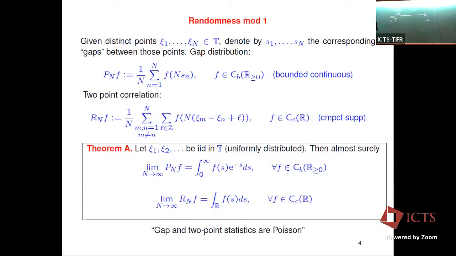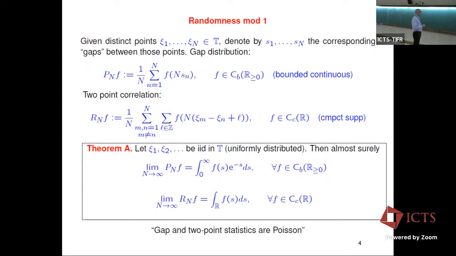An easier statistic to handle analytically, precisely because you don't need to order things, is the pair correlation function. That's a second order statistic. And here you simply take the differences between all the points that correspond to non-identical elements. So I'm excluding m equal n here because it would just give trivially 0. And this sum over L here, over integers, is just ensuring the mod 1 condition.